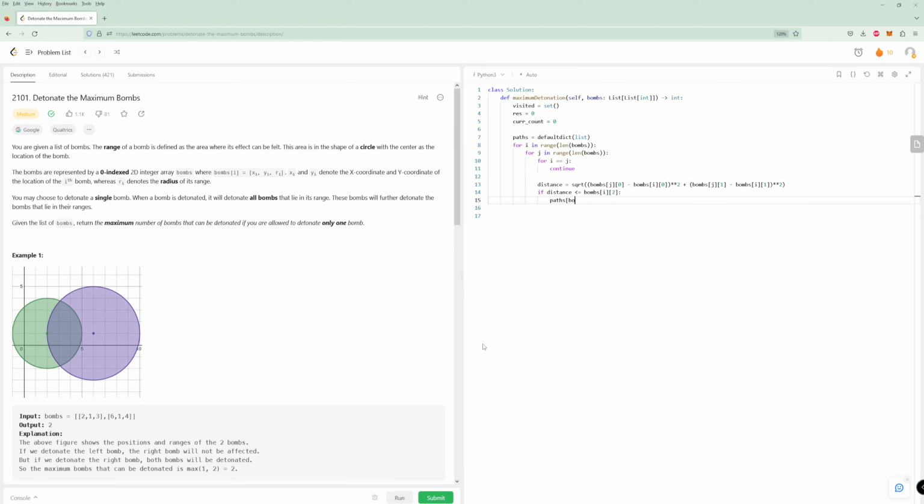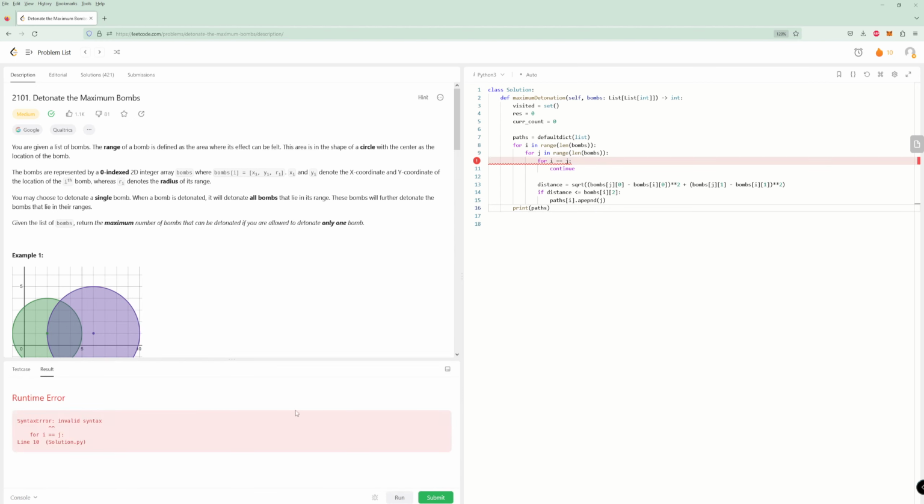Actually, no. Sorry, this shouldn't be paths bombs i. With these paths, we're just going to have the indices in the bombs array, right? So if this is bomb 1 and bomb 0 and so on in this bombs array, it's just going to be the index. So we don't need the bombs, we just need the i and the j. So dot append j. Okay, now I'll just print this just to see if we got that correct.